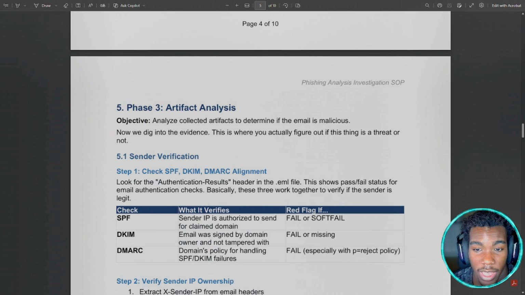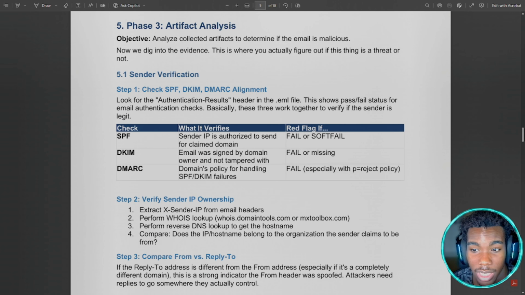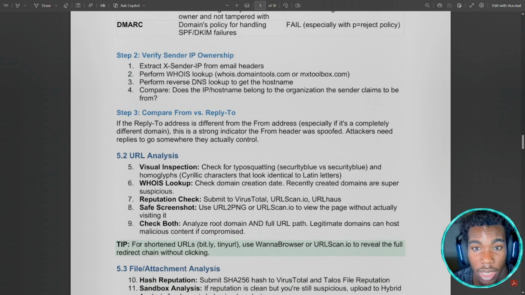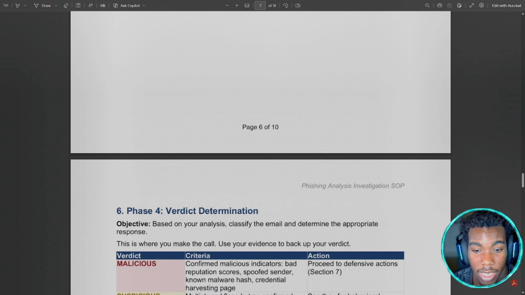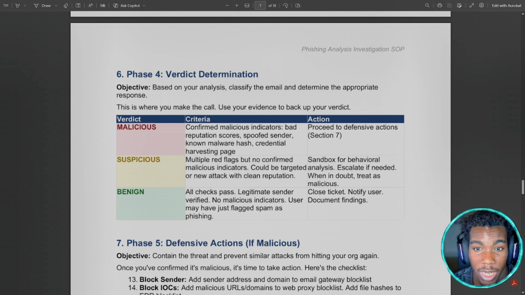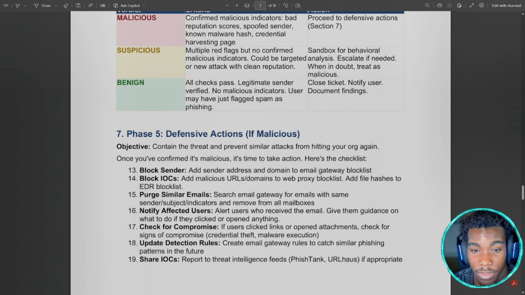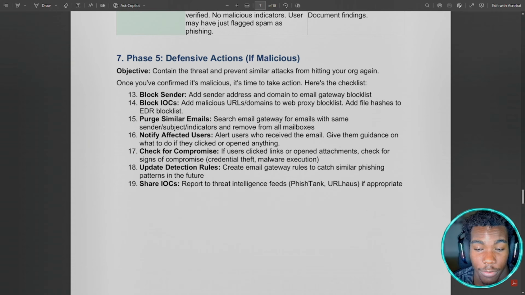And then the next phase is the artifact analysis, looking into these artifacts to figure out whether or not the email itself is phishing or malicious. So we have things like sender verification, verifying the IP address, things of that nature. And then the next phase we move on to is determining whether or not an email is malicious, just based off of the red flags, based off of the artifact analysis and things of that nature. And then afterwards, if it's malicious, we go ahead and implement our defense actions.